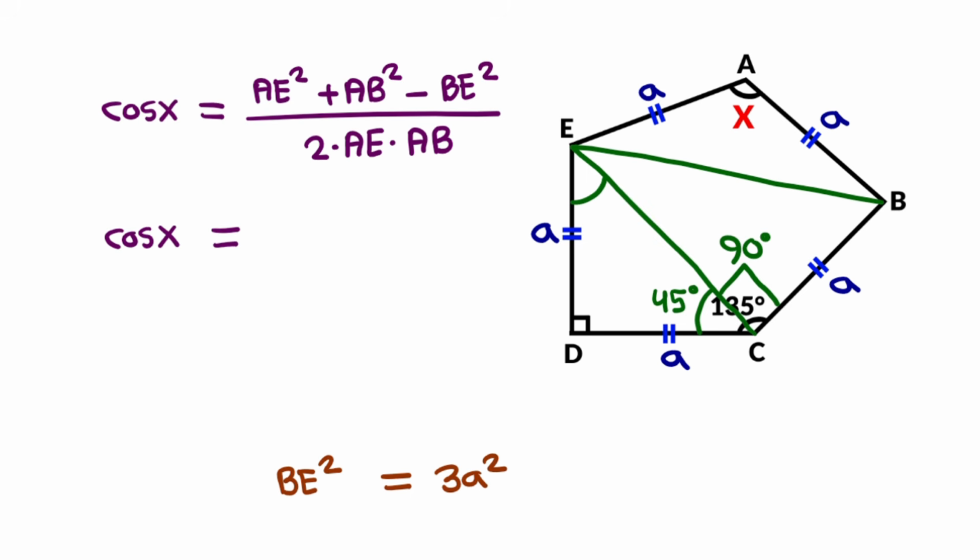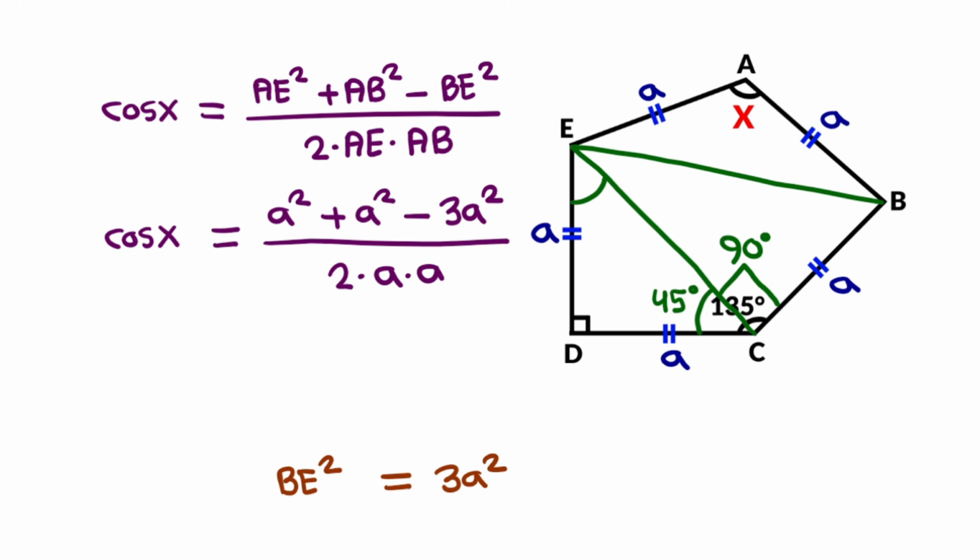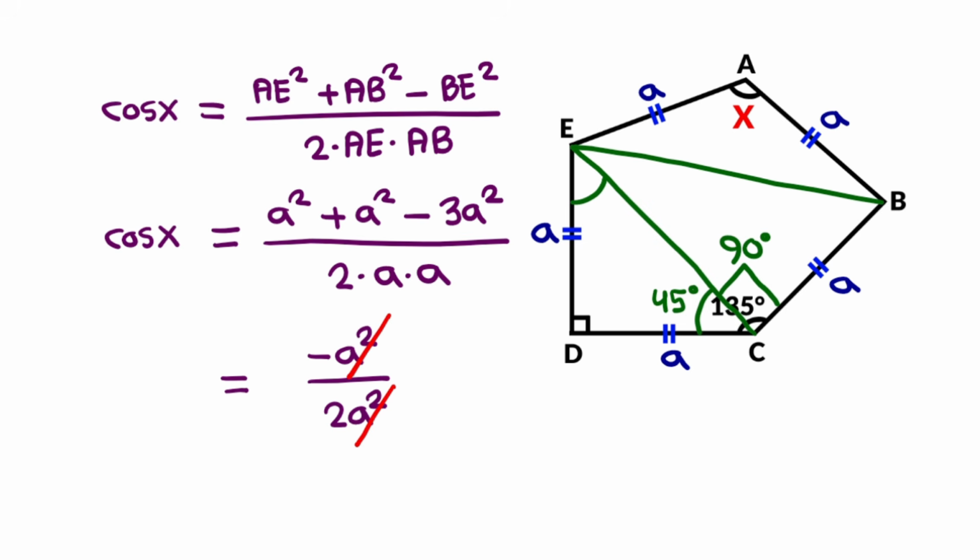Cosine X equals A squared plus A squared minus 3A squared, all divided by 2 times A times A. Simplifying the numerator gives negative A squared, and the denominator becomes 2A squared. The A squared terms cancel completely, leaving us with cosine X equals negative 1/2.